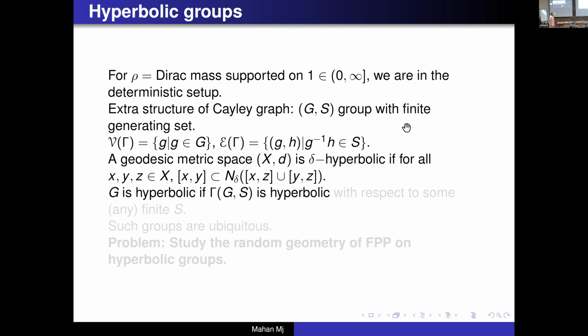Yeah, so it is delta hyperbolic if this is true for all triangles. And you say that a group is hyperbolic if the Cayley graph, or a Cayley graph, is hyperbolic with respect to some finite generating set.